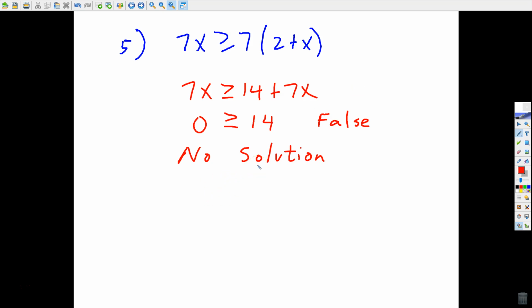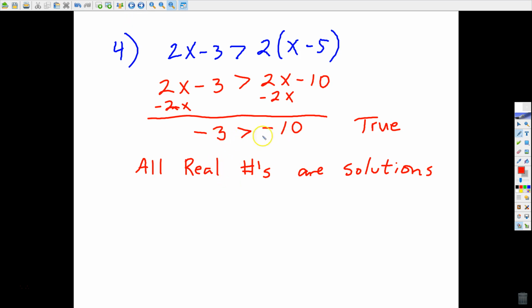Here's what I need you to do on the homework tonight. Don't just get to this point and stop and say, yeah, that's false. I need for you to go one more step and interpret that solution. In this case, we're going to say it's no solution. So the false inequality statement gives us no solution when the variables are canceled, and the true statement gives us all real numbers.